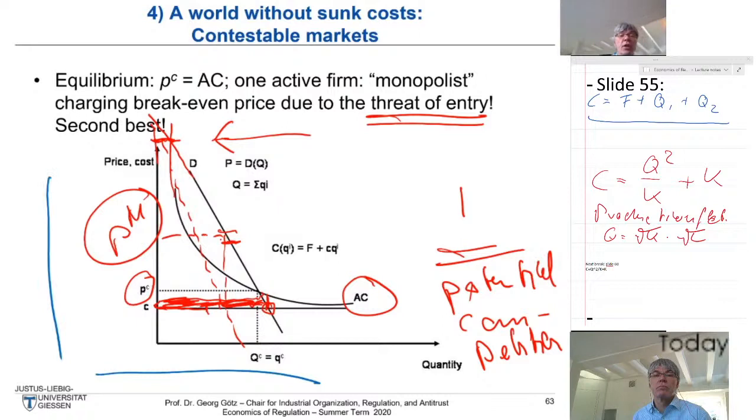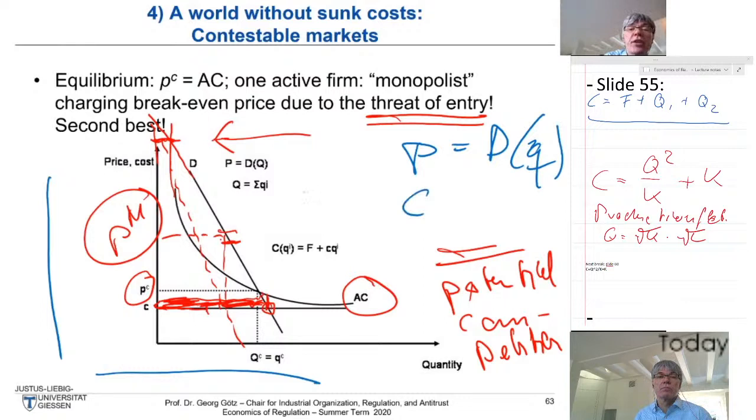This kind of standard case where you are given some inverse demand curve, D of Q, and you are given some cost function, which is F plus C times Q. That's what we typically have. Very straightforward. That's what you have to look into.